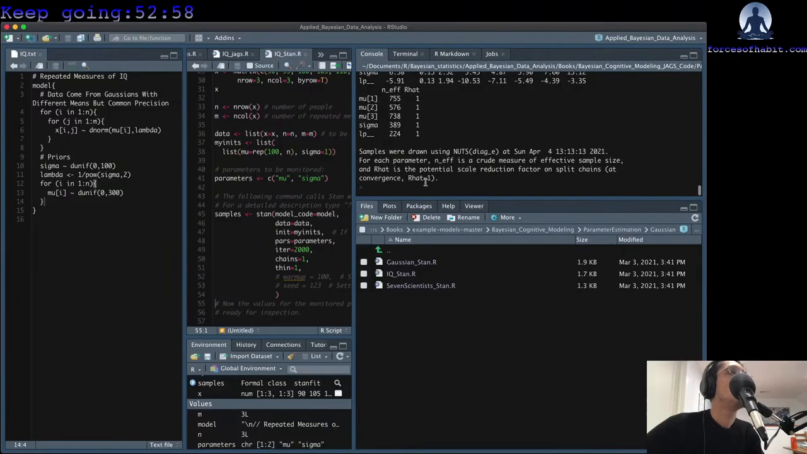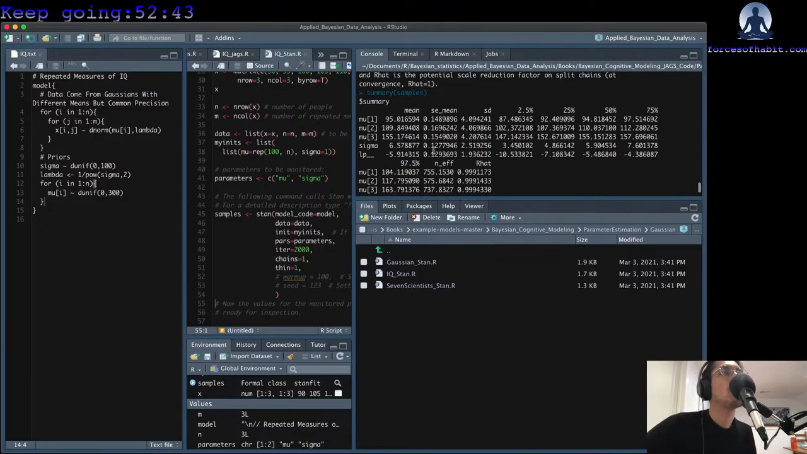It gives us a similar kind of output. Nice. Facebook summary. Summary samples just gives me chain summaries, which is nice. Gives me the summaries for the chains.